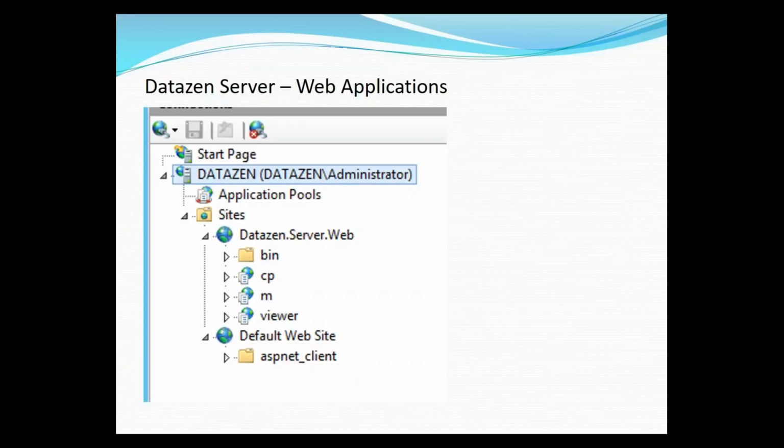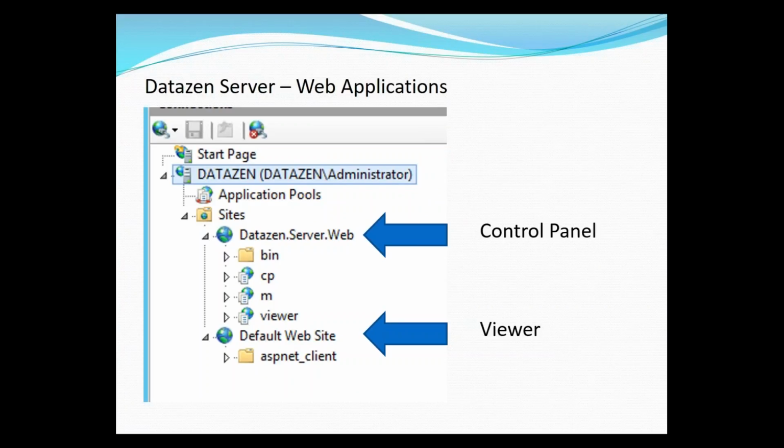When you install a Datazen server, a couple of things happen, but two things in particular that you may want to be aware of: it creates two web applications in IIS, so it requires IIS to be installed. It will install a web application that is designed for administrative purposes, which is called the control panel, and then the viewer web application, which is where users connect. This web application can be restricted to be only viewed internally, or it can be opened up through SSL, a secured port, to be accessible through the internet.